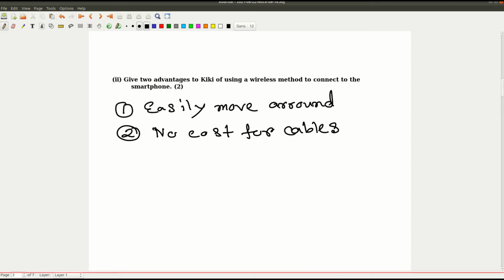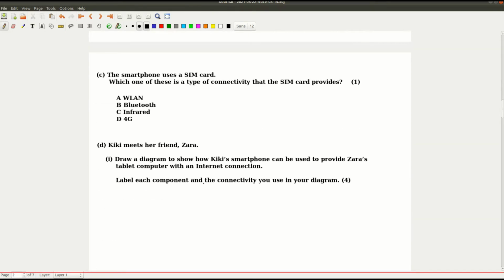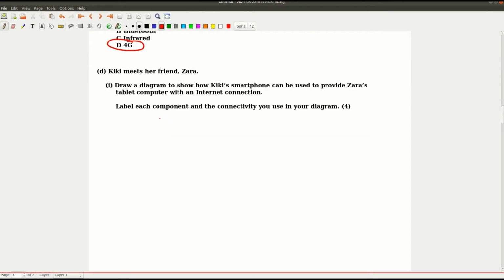Okay. The second question is about the smartphone using a SIM card. Which one of these is a type of connectivity that the SIM card provides? I think it's quite an easy one. You all know this one is 4G, 3G. Now the latest one is 5G. So it's 4G.